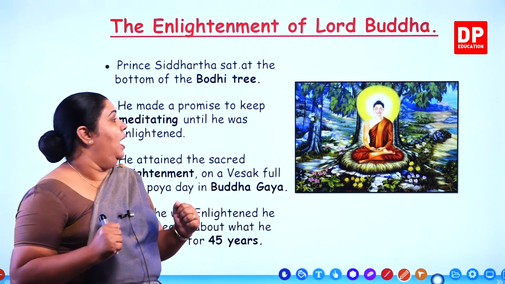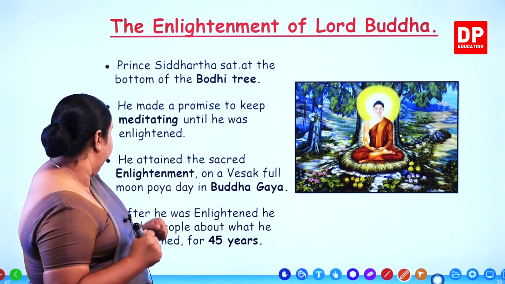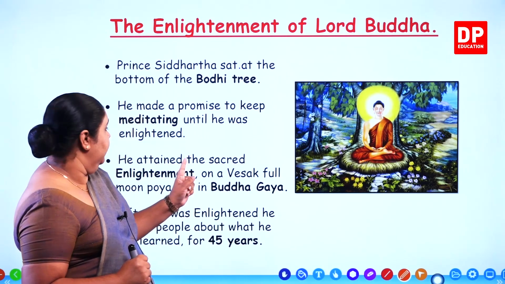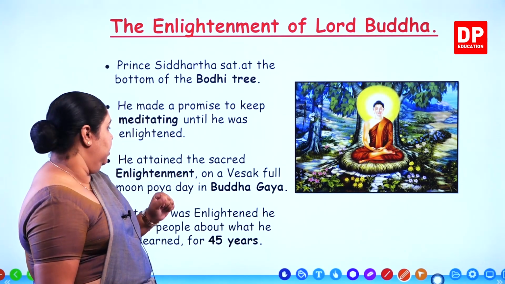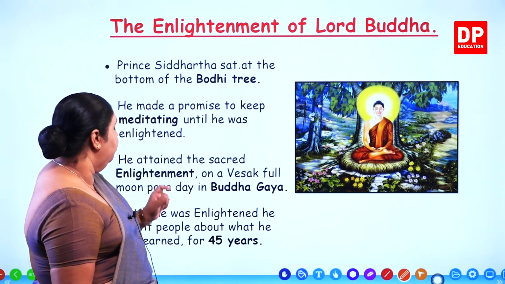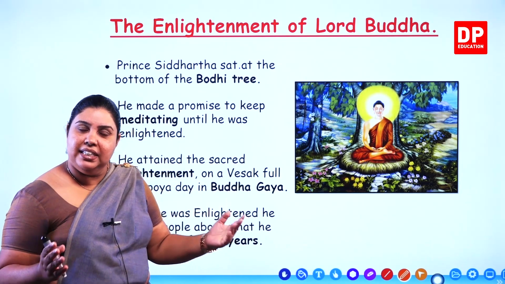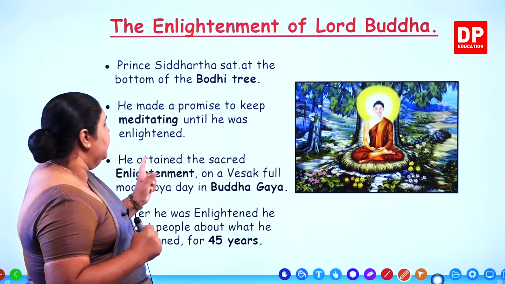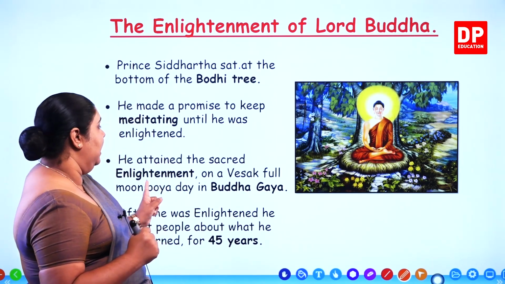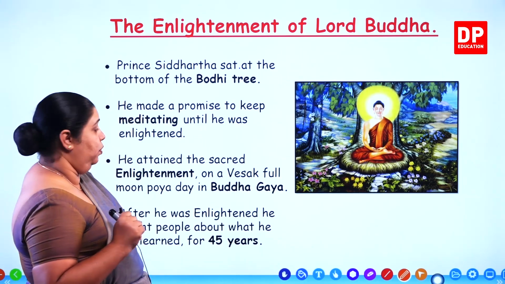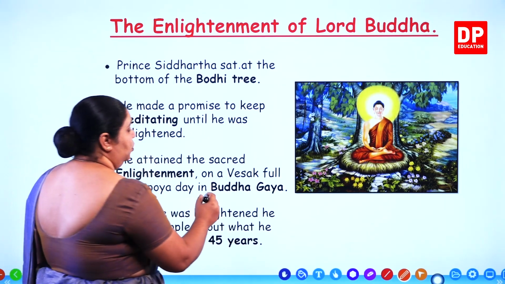Enlightenment happened under this bo tree. He attained the sacred enlightenment on a Vesak full moon Poya day in Buddha Gaya. Now where did all these things happen?